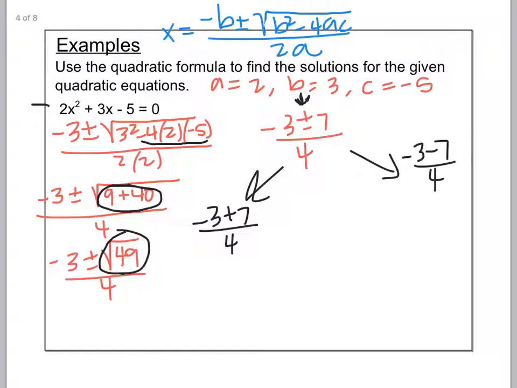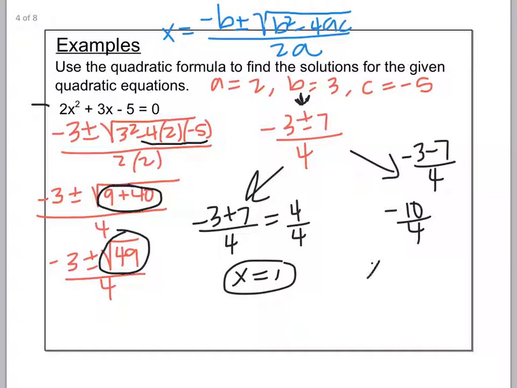So if I solve the one on the left, negative 3 plus 7 over 4, well, that gives me 4 over 4. So one solution is x is equal to 1. Remember, we're solving for x here. Second one, negative 3 minus 7 is negative 10 over 4. I am going to simplify that, so x would be negative 5 halves. Those are my 2 solutions.